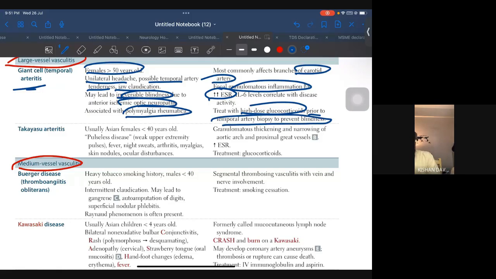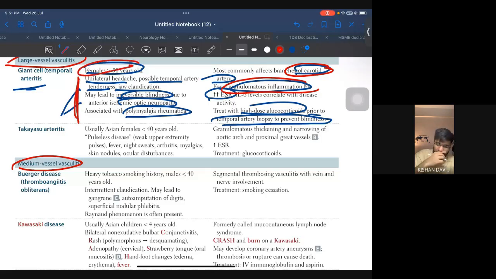Now, how the case will be presented to you? They will say a female with 50 years of age, and any two things will be given to you in the question. Everything won't be given. And what is very, very high yield in terms of vasculitis, you should be remembering which artery will be affected. Second, inflammation is granulomatous or not. Third, the symptoms and the age.